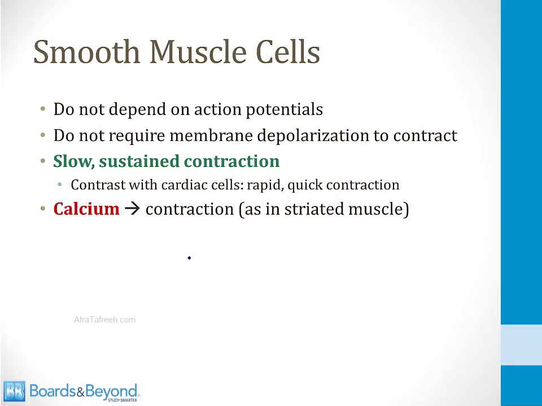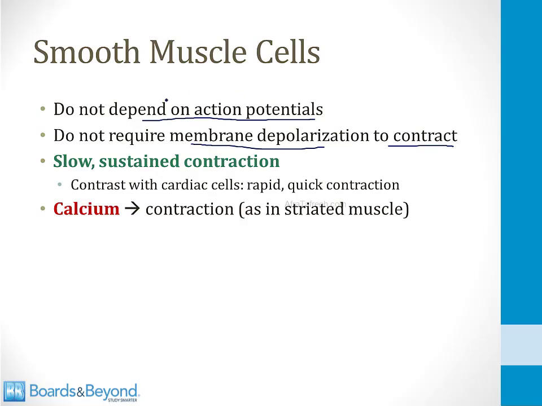Some of the differences between smooth muscle cells and striated muscle are shown in this slide. First of all, smooth muscle cells do not depend on action potentials. In other words, they do not require membrane depolarization to contract. There are action potentials that can work on smooth muscle cells, but that's not the only way they contract, and that's a big difference from striated muscle.